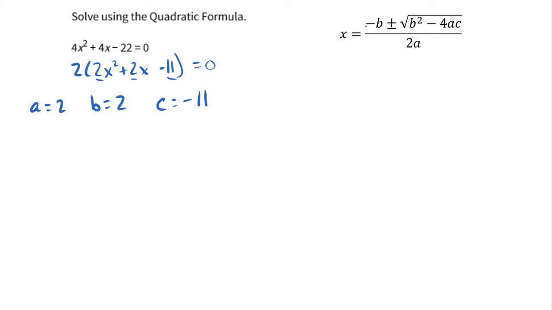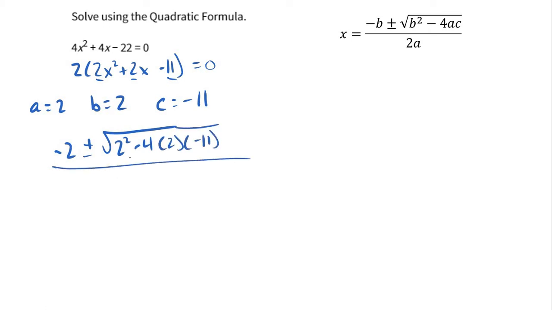b is 2. So I have negative 2 plus or minus b squared, of course that's 2 squared, minus 4 times a times c, and that's all over 2a. All right, let's clean this up a little bit. So negative 2 plus or minus, let's see what we got here. So I've got 4.